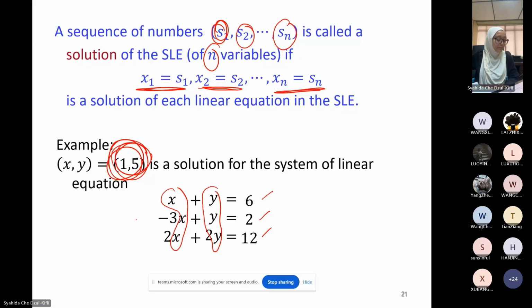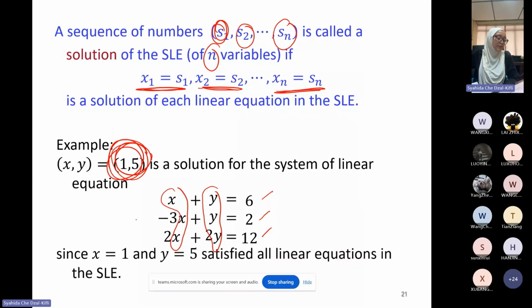Since x equal to 1 and y equal to 5 satisfy all linear equations in the system, it is a solution. But bear in mind that there might be some other solutions for the system of linear equations. To determine that, we are going to look at subsection 2 and subsection 3.